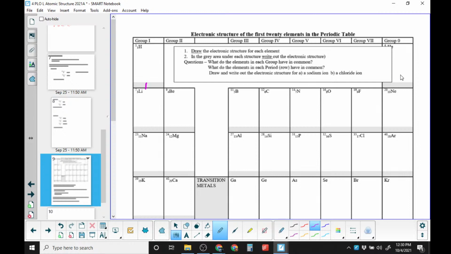Oh, how about for lithium? And then Kaylee, what would helium be? Oh. Well, at some point I have to say we have to do it. Dylan. 2. Excellent. Kaylee, what would be beryllium? 2. And we'll just keep going.